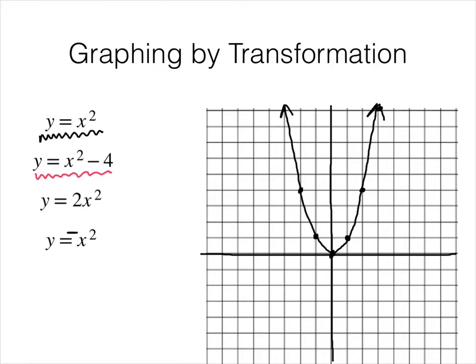Y equals x squared minus 4. What do you think the minus 4 does? Logically, that minus 4 should be some sort of translation, and it should either go right and left or up and down. In this case, it's a vertical transformation. It goes down 4.